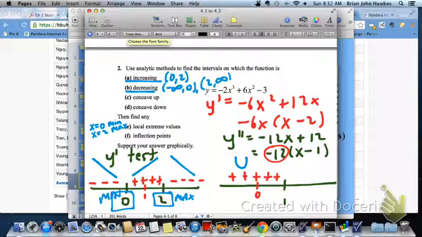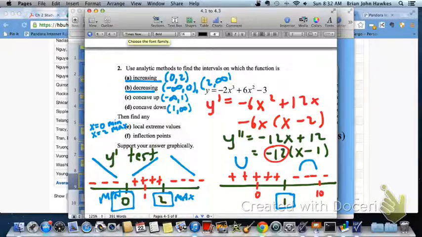And to the right of 1, we can plug in any test value. Let's say we plug in 10. The first term, negative 12, that's always going to be negative. 10 minus 1 is going to be positive. So therefore, to the right of 1, to the right of this critical point for y double prime, our y double prime, I should say, is negative. And so we know that negative means that y is concave down, and so therefore we have our intervals for concave up and concave down. Concave up would be from negative infinity to 1, and then concave down would be from 1 to infinity.